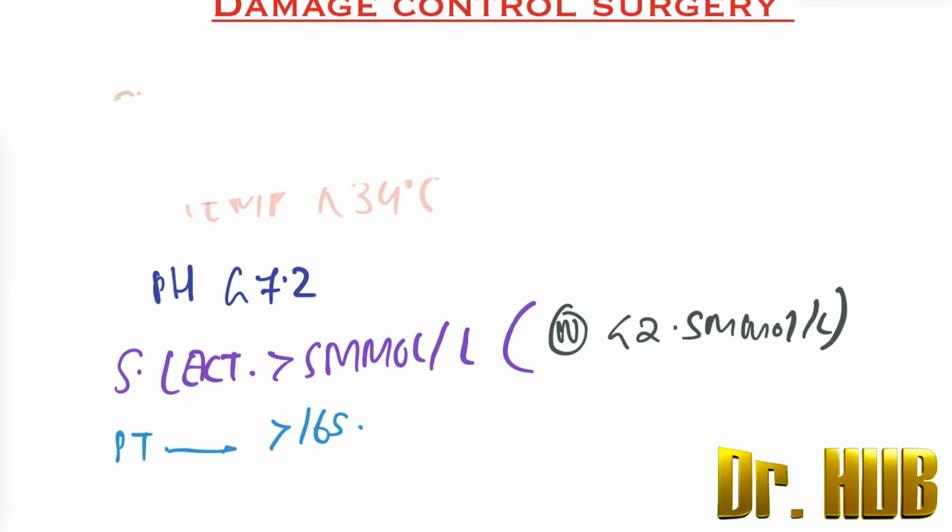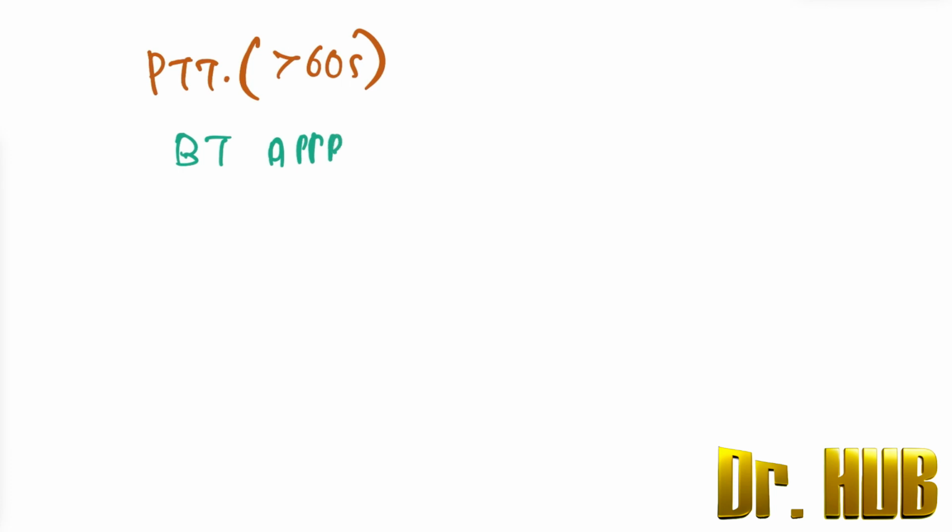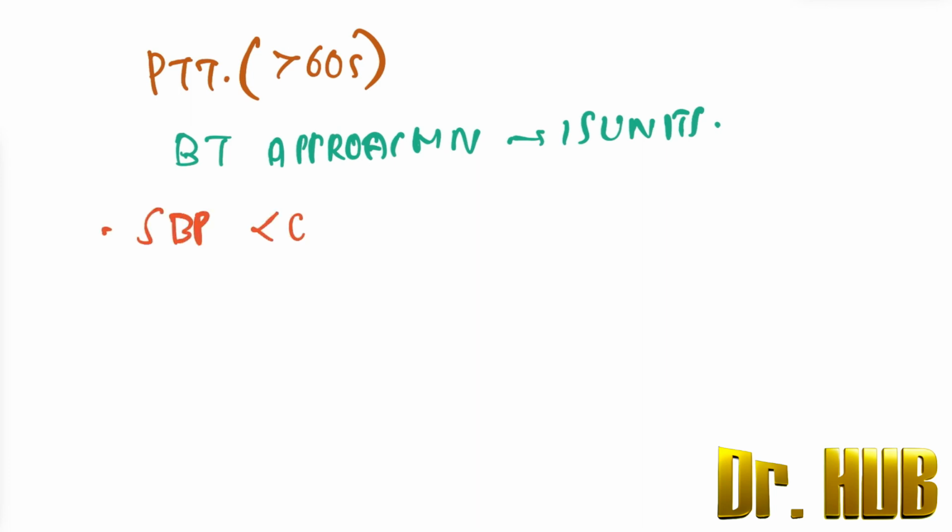And then looking at the PTT. What is PTT? PTT is partial thromboplastin time. This is greater than 60 seconds. Now the blood transfusion approaching is about 15 units. And the systolic BP, SBP, is going to be less than 90 mm Hg, and this is for greater than 60 minutes.